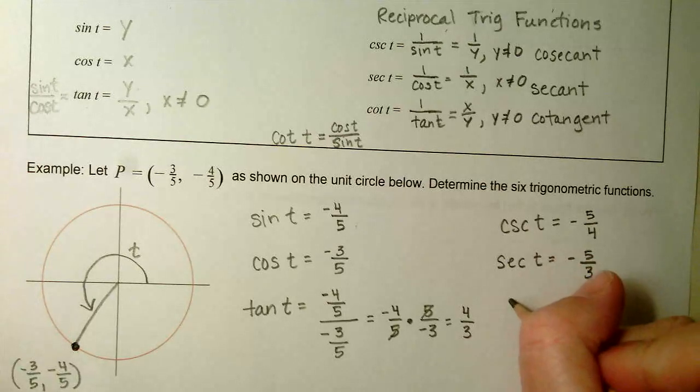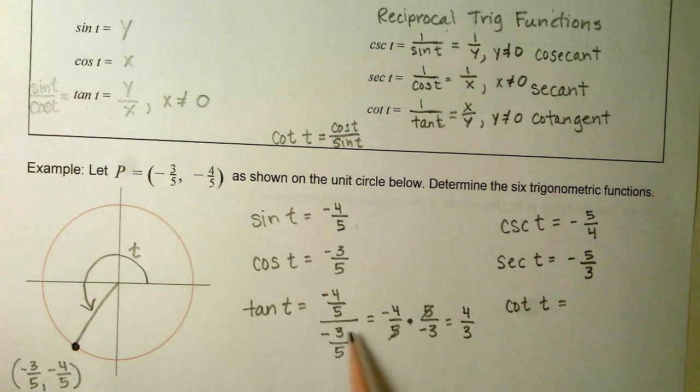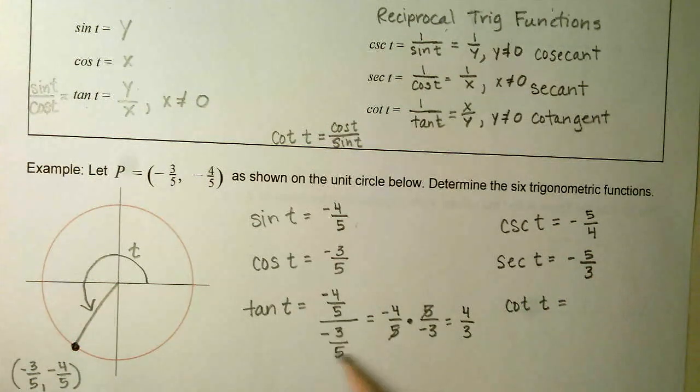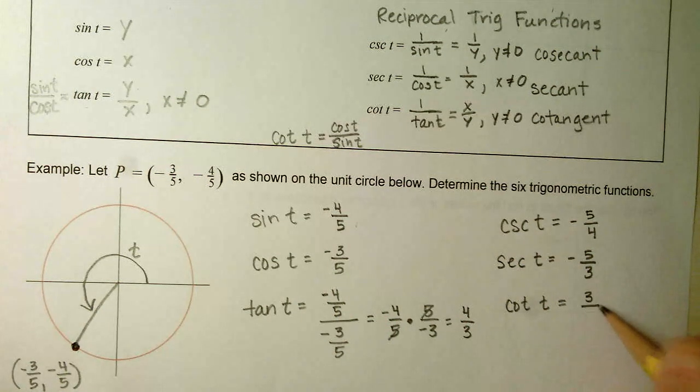Our cotangent is the reciprocal of our tangent. So I could do all this work, I could find the cosine over the sine, but I can just look and find the reciprocal. That's 3/4.